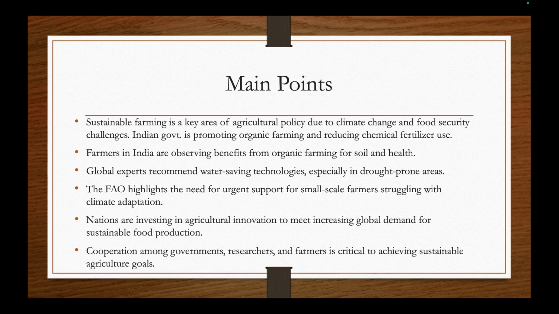The FAO highlights the need for urgent support for small scale farmers struggling with climate adaptation, and nations are investing in agricultural innovation to meet global demand for sustainable food production. And cooperation among governments, researchers, and farmers is critical to achieving sustainable agricultural goals. Now, that's how we put it across like this. The main points here to the left, that is sustainable farming, organic farming, water efficient technologies, and sustainable food production.